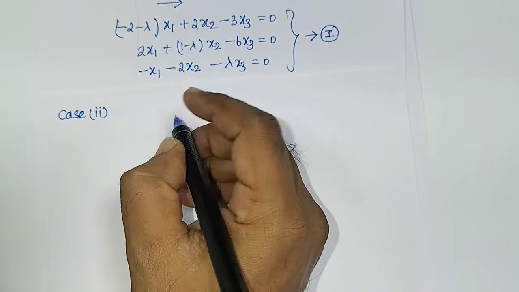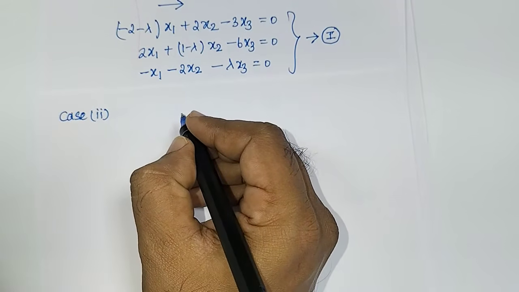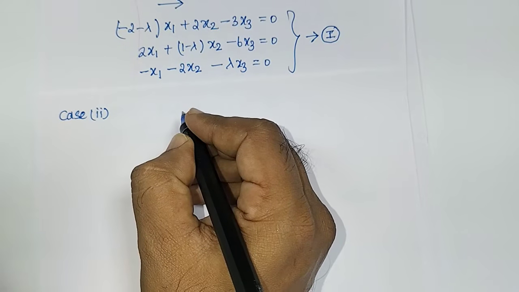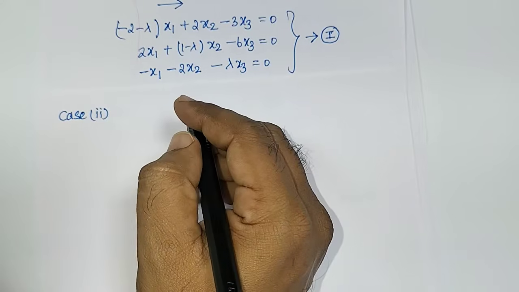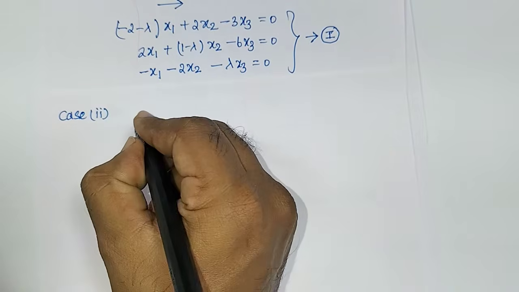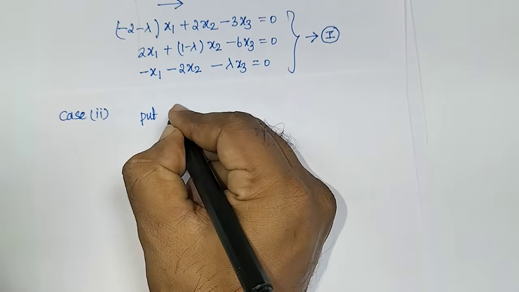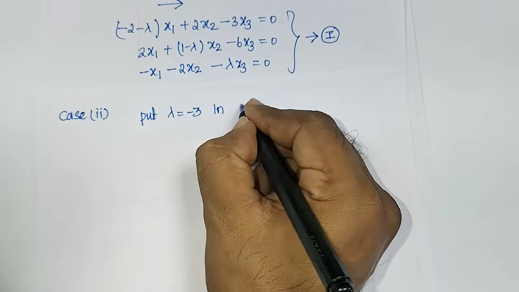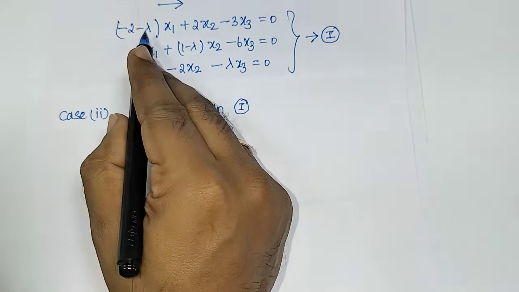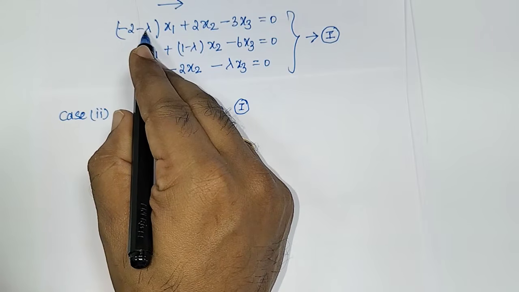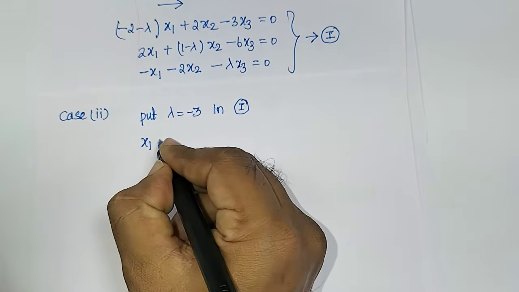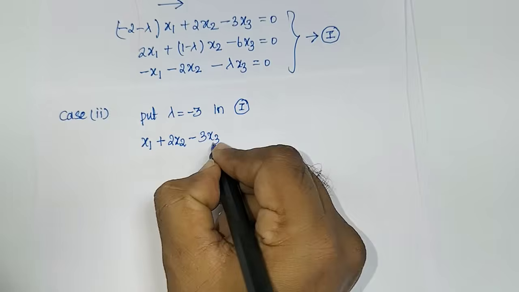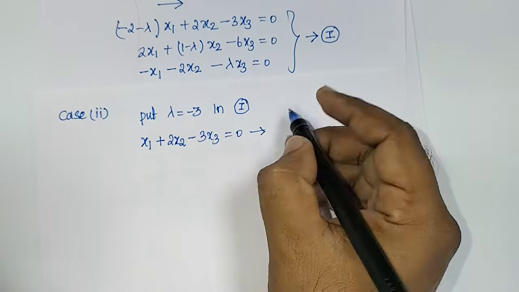Now I am going to find the second eigenvector based on the eigenvalues. In this problem we have repeated eigenvalues and one non-repeated eigenvalue. Based on the non-repeated eigenvalue we found eigenvector 1. Now I am going to find eigenvector 2 based on the repeated eigenvalue. I am going to substitute the repeated eigenvalue lambda equal to minus 3 in equation 1. So when I substitute lambda equal to minus 3, I get x1 plus 2x2 minus 3x3 equal to 0, which is equation number 4.